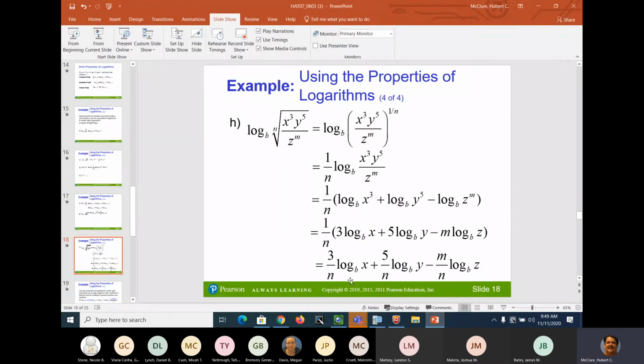All right, so let's check the answer and see what we get. Three over n log base b of x, 5 over n log base b of y, m over n log base b of z. And I can tell you right now, this is a test question. So you better get used to this one, because you're going to see this again, and you will see this on standardized tests also.